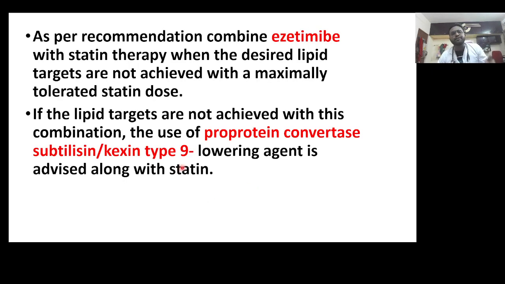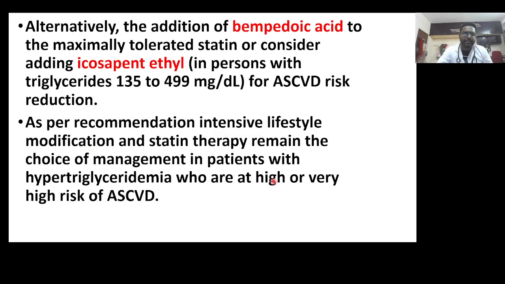As per the recommendation, combine ezetimibe with statin therapy when the desired lipid targets are not achieved with the maximally tolerated statin dose. If the lipid targets are not achieved with this combination, we can use PCSK9 inhibitors. Proprotein convertase subtilisin kexin type 9 lowering agent is advised along with the statin. Alternatively, the addition of bempedoic acid to the maximally tolerated statin, or consider adding icosapent ethyl, particularly in persons with triglyceride levels around 135 to 499 mg per deciliter for ASCVD risk reduction.